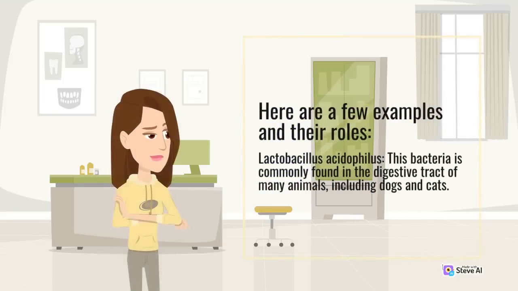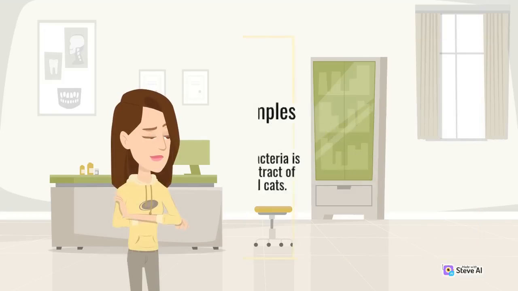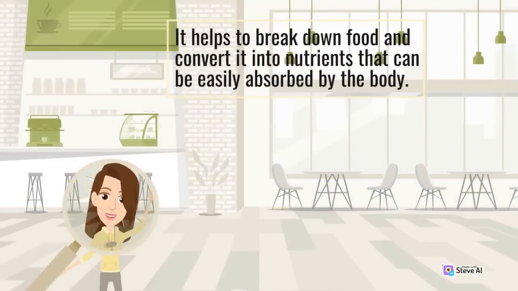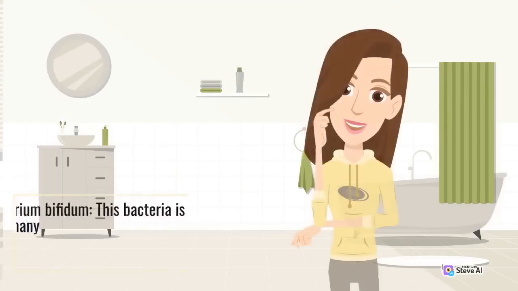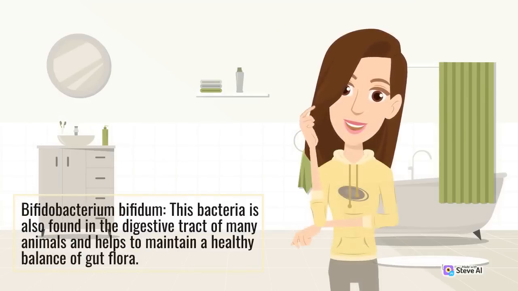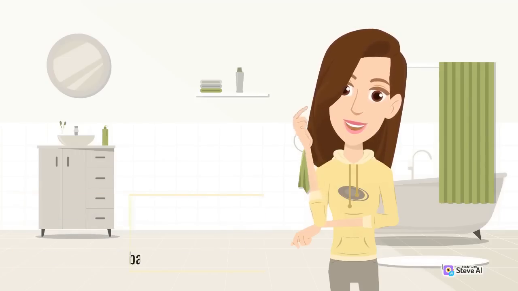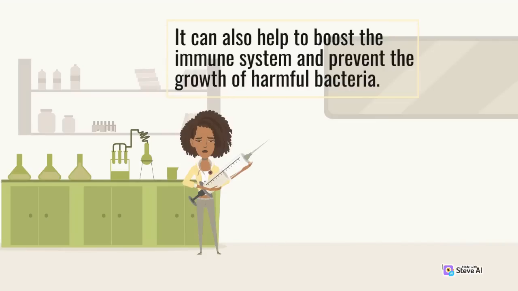Lactobacillus acidophilus. This bacteria is commonly found in the digestive tract of many animals, including dogs and cats. It helps to break down food and convert it into nutrients that can be easily absorbed by the body. Bifidobacterium bifidum. This bacteria is also found in the digestive tract of many animals and helps to maintain a healthy balance of gut flora. It can also help to boost the immune system and prevent the growth of harmful bacteria.